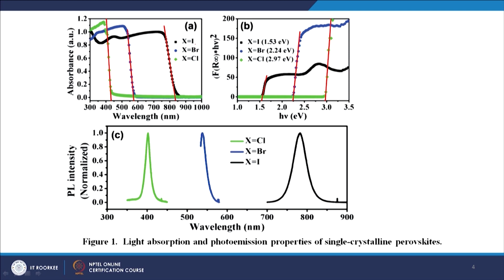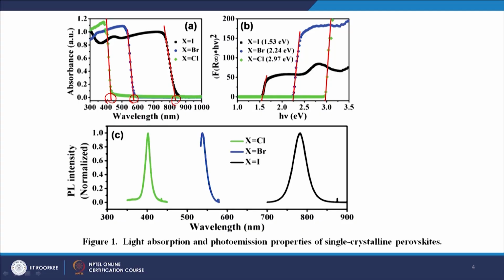Now, as you can see, in the case of iodine, the absorption onset is happening here, on the black curve. Whereas in the case of bromine, the absorption onset is here, and in the case of chlorine, the absorption onset is here. So, the absorption onset of the iodine is much higher than the bromine, and the absorption onset of the bromine is much higher than that for chlorine. Or you can say iodine greater than bromine greater than chlorine in the absorption onset.